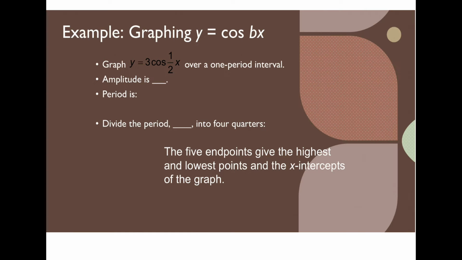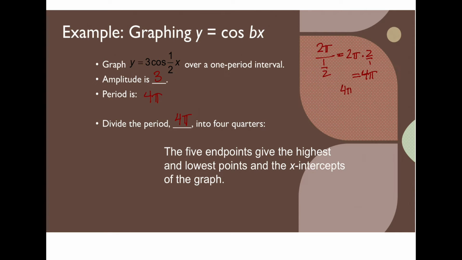So we're going to take what would be the normal period of 2 pi for a regular function, and we're going to divide that by a half, which is the same as 2 pi times 2 over 1. So now my new period is going to be 4 pi. So that is my new period. My period is 4 pi. And we're going to divide that period into 4 quarters, that period of 4 pi. My amplitude, sorry, I didn't write that in there, is 3. So let's divide that into 4 quarters.